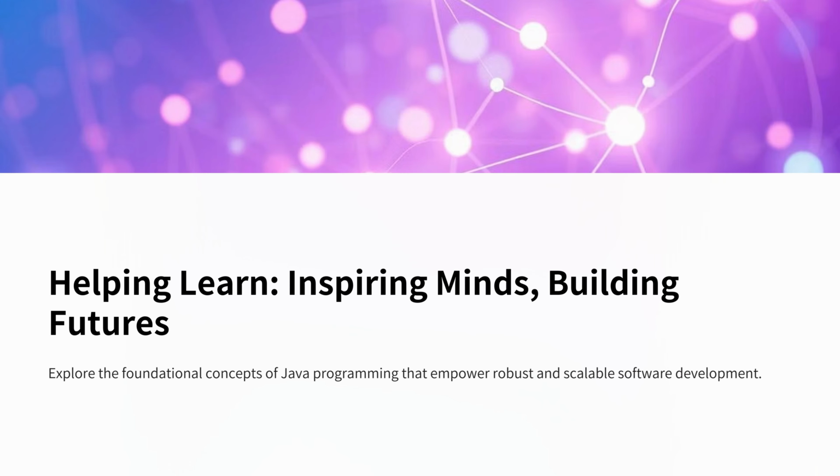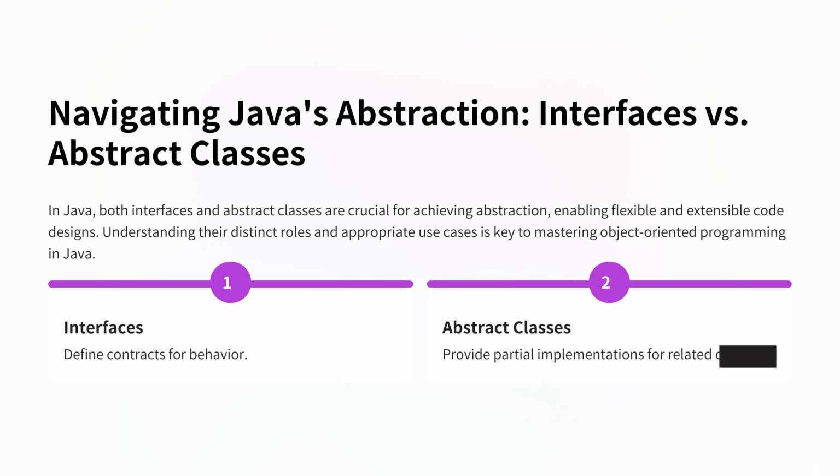Explore the foundational concepts of Java programming that empower robust and scalable software development. Navigating Java's abstraction: interfaces versus abstract classes. In Java, both interfaces and abstract classes are crucial for achieving abstraction, enabling flexible and extensible code designs. Understanding their distinct roles and appropriate use cases is key to mastering object-oriented programming in Java.